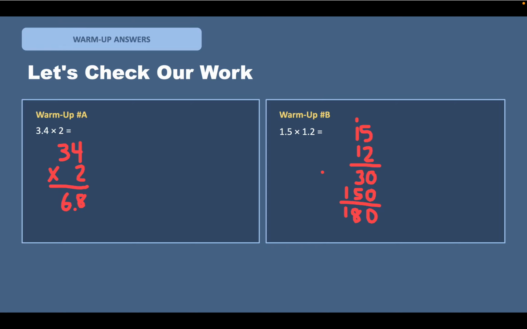Now, to figure out where we put the decimal point, we look at our factors and we have 1 digit and 2 digits. So 2 digits after the decimal point. So our answer needs to have 2 digits after the decimal point. So we start from the right and count over 2 spots and put our decimal point right there. So our answer there is 1.80, or 1 8/10.